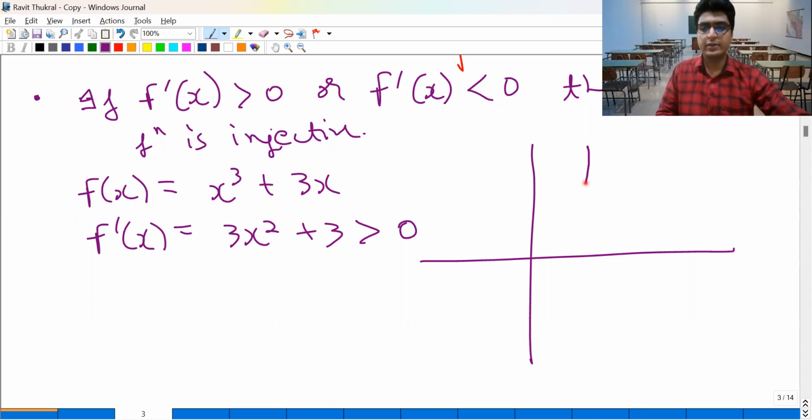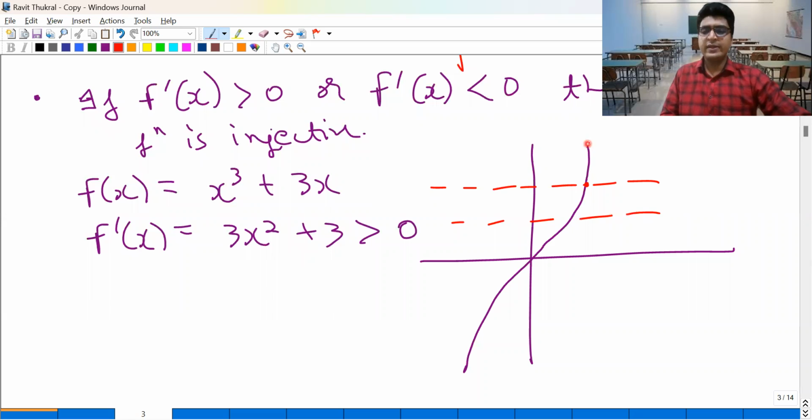It looks like this. Okay, so it is a strictly increasing function. Now the thing is, why is it injective? Obviously, if there is a strictly increasing or strictly decreasing function, then if you take the horizontal line test, it will intersect the graph at exactly one point, right?